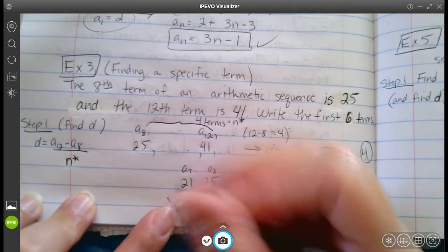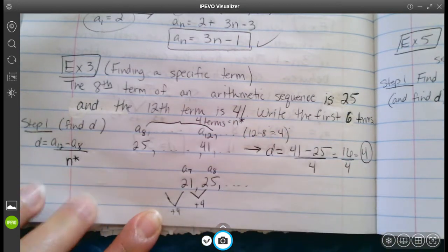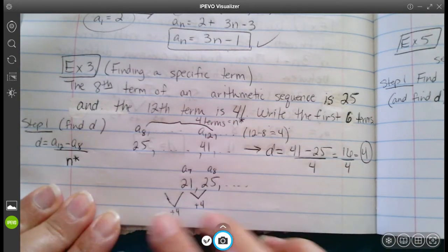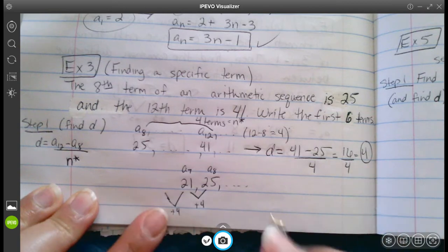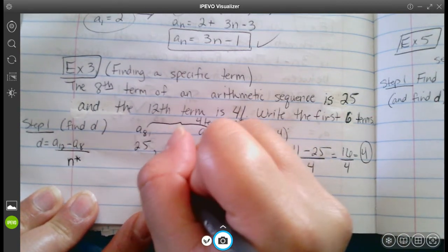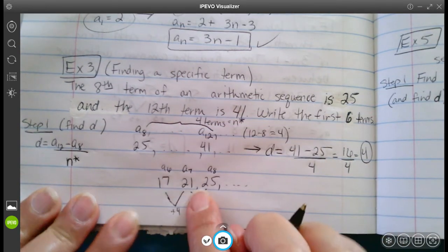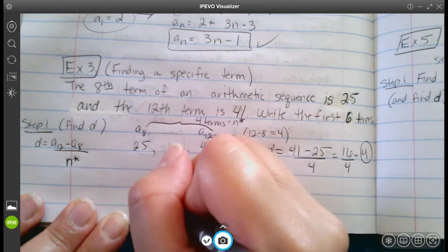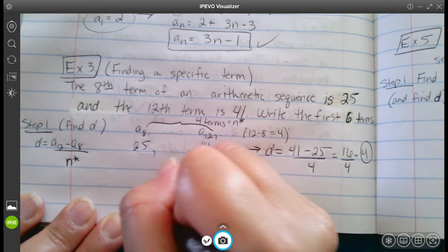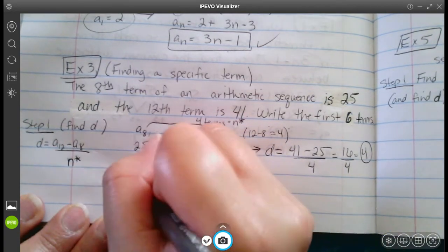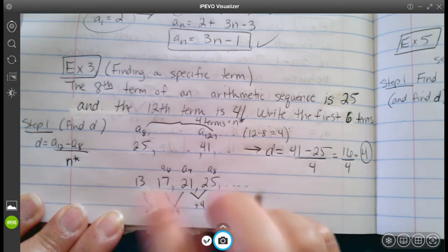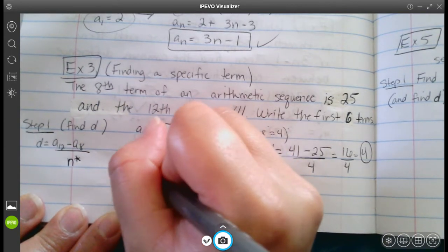What plus 4 is 21? So yes, you're subtracting in your head, but I want to keep this as positive. It's going to be 17. 17 plus 4 is 21. You keep going. What plus 4 is 17? Well, 13. 13 plus 4 is 17. That's going to be the 5th term.